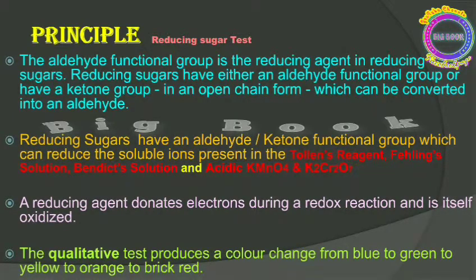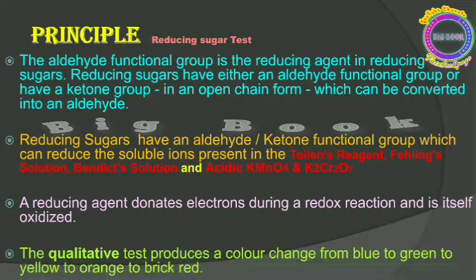Reducing sugars have an aldehyde or ketone functional group which can reduce the soluble ions present in Tollen's, Fehling's and Benedict's solutions, and also the acidic KMnO4 and K2Cr2O7. The next point is that a reducing agent donates electrons during a redox reaction and is itself oxidized. So the reducing agent is the sugar, and the reagent, whether Tollen's reagent, Fehling's solution, Benedict's solution or the acidic KMnO4 or K2Cr2O7, is reduced.